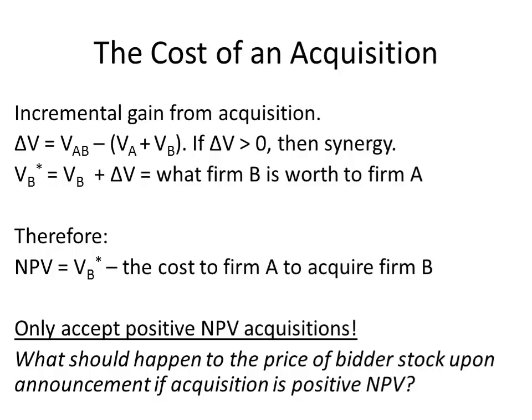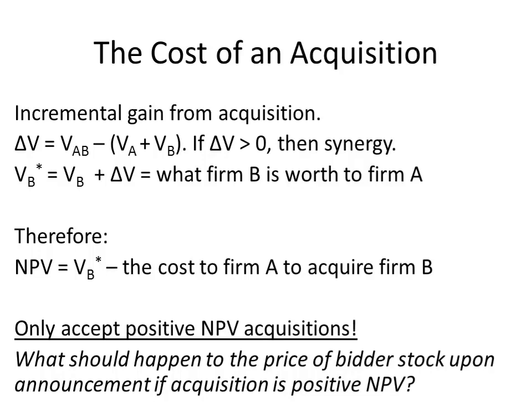What is B worth to firm A? By the way, B is the target. We call that VB star. And that's equal to the standalone value of B plus the incremental gain from the acquisition. Therefore, the net present value of any acquisition is equal to VB star minus the cost to firm A to acquire firm B. Once again, we should only accept positive NPV acquisitions.